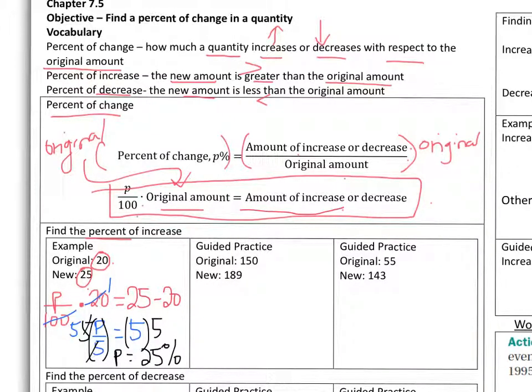And here, the original amount is 150. The new amount is 189. And we would do the same thing. P over 100 times the original amount of 150. And the amount of increase would just be 189 minus 150.